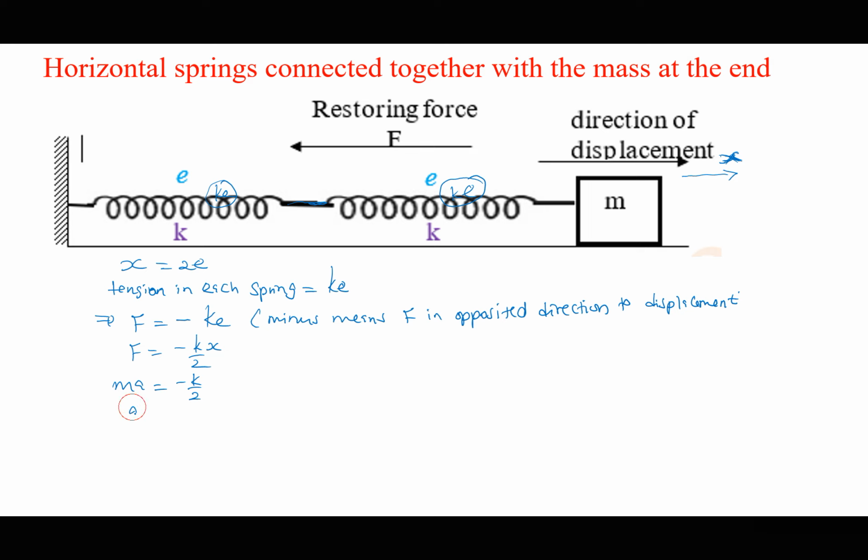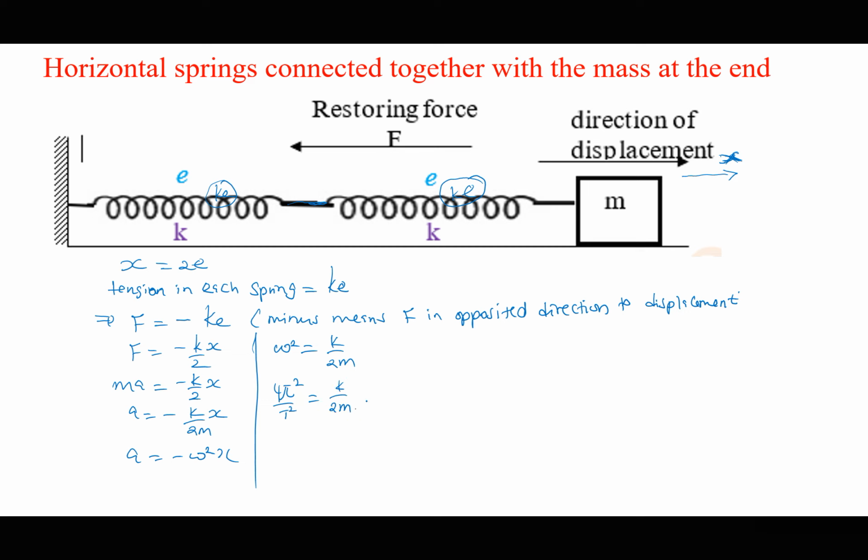So it means the acceleration is going to be negative K over 2M times X. If you compare with the expression a equals negative omega squared x, you will notice that omega squared is going to be equal to K over 2M. But remember, omega is 2 pi over T, so 4 pi squared over T squared is going to be equal to K over 2M.